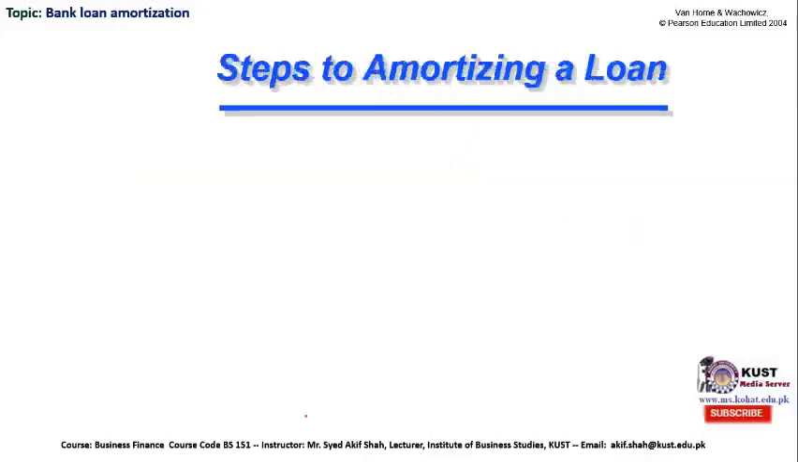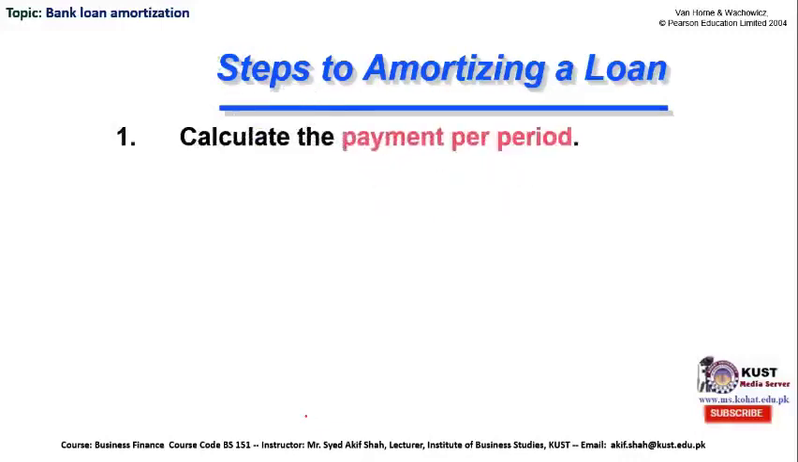Now, what are the steps involved to amortize a loan? Number first, you need to calculate the payment per period. Here in this case, we are required to find out the payment per period, meaning the payment at the end of each year that Julie Miller is supposed to pay.